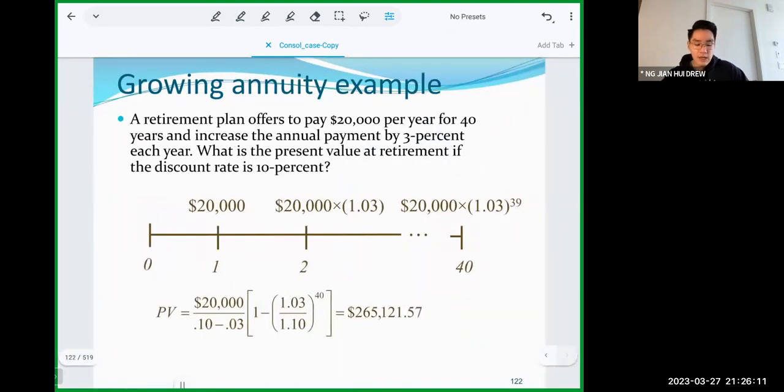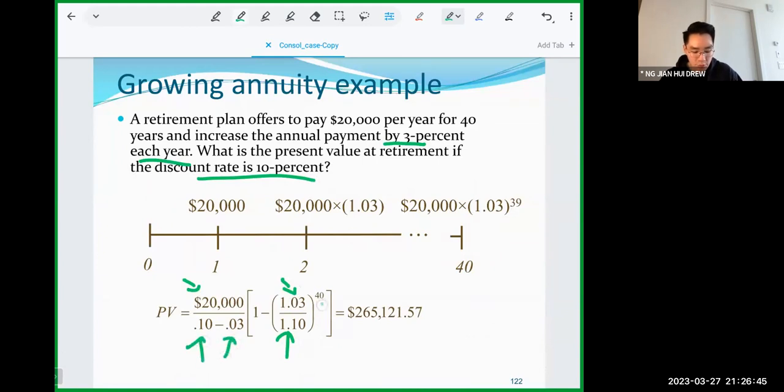So we have this example here. A retirement plan offers 20K per year for 40 years and increases the annual payment by 3% each year. What is the present value at retirement if the discount rate is 10%? Because it is increasing every year, it's a growing annuity, so we plug in the various values here, right? And we plug in the growth factor 1 plus G, 1 plus R, R minus G here, right? And then we have 40 years. So we can calculate this. There's no Excel to do it for you.